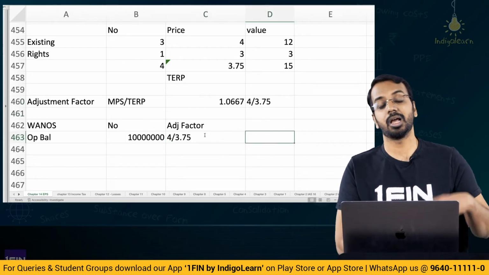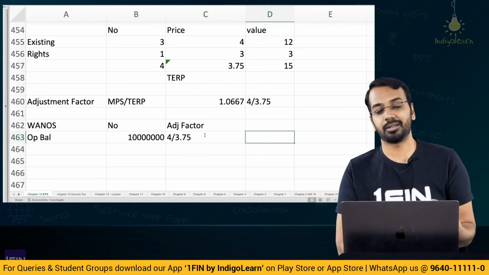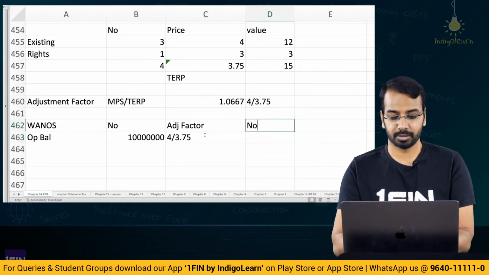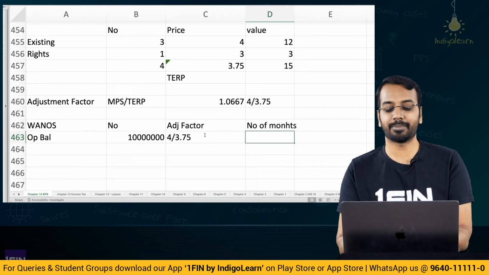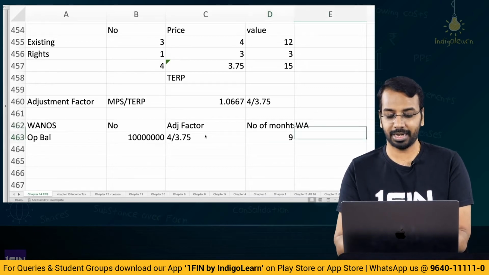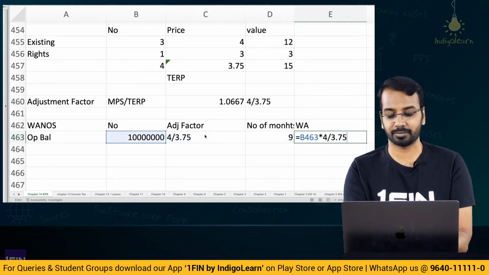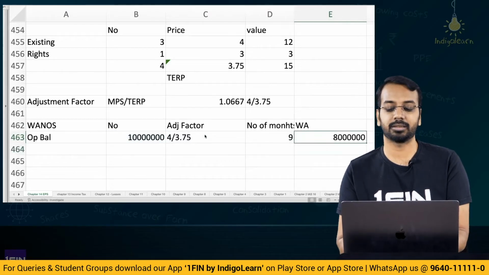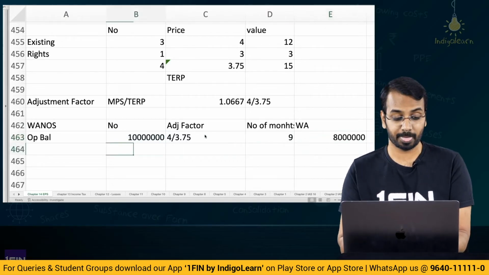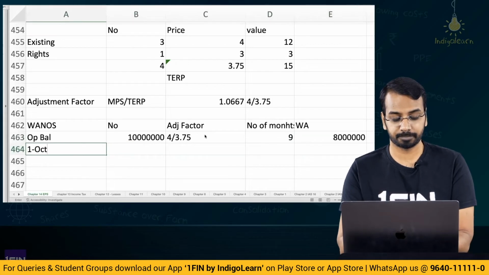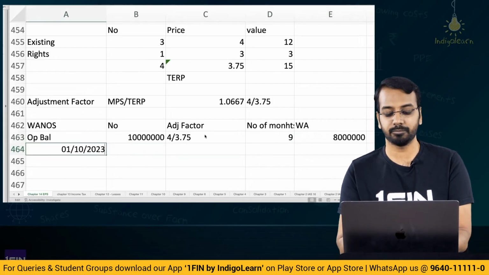This basically tells us what is the bonus component in the rights issue. Number of months till September. So from January till September, 9 months. So weighted average is 10 million multiplied by 4 divided by 3.75 multiplied by 9 divided by 12. You get 8 million. 1st of October, there is a rights issue.